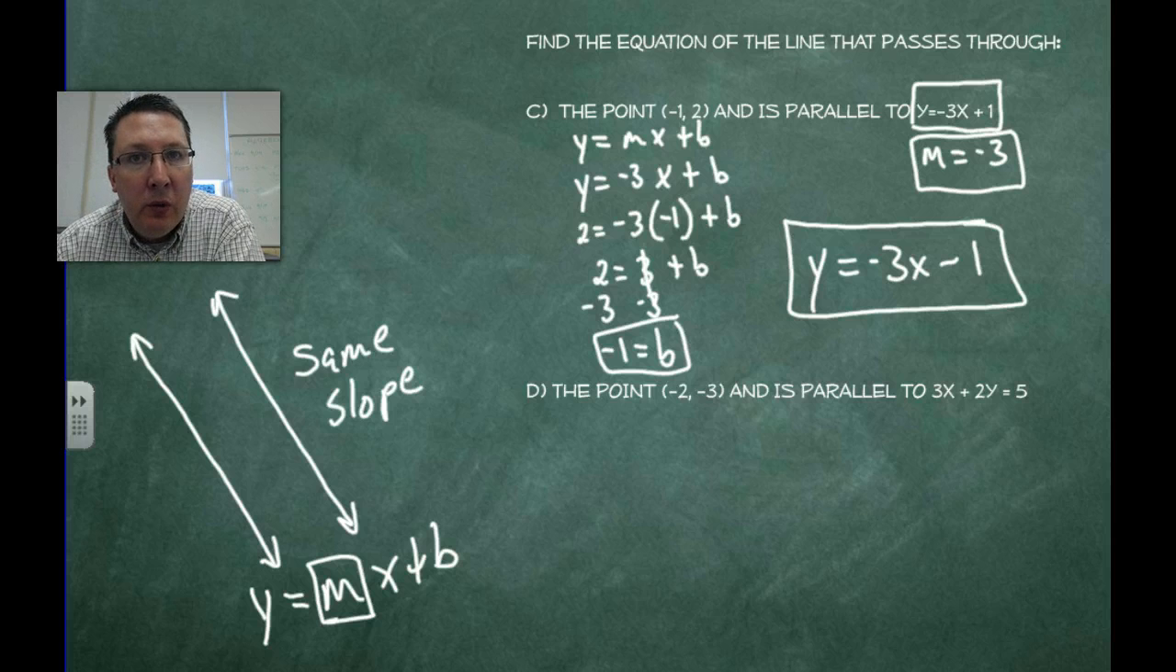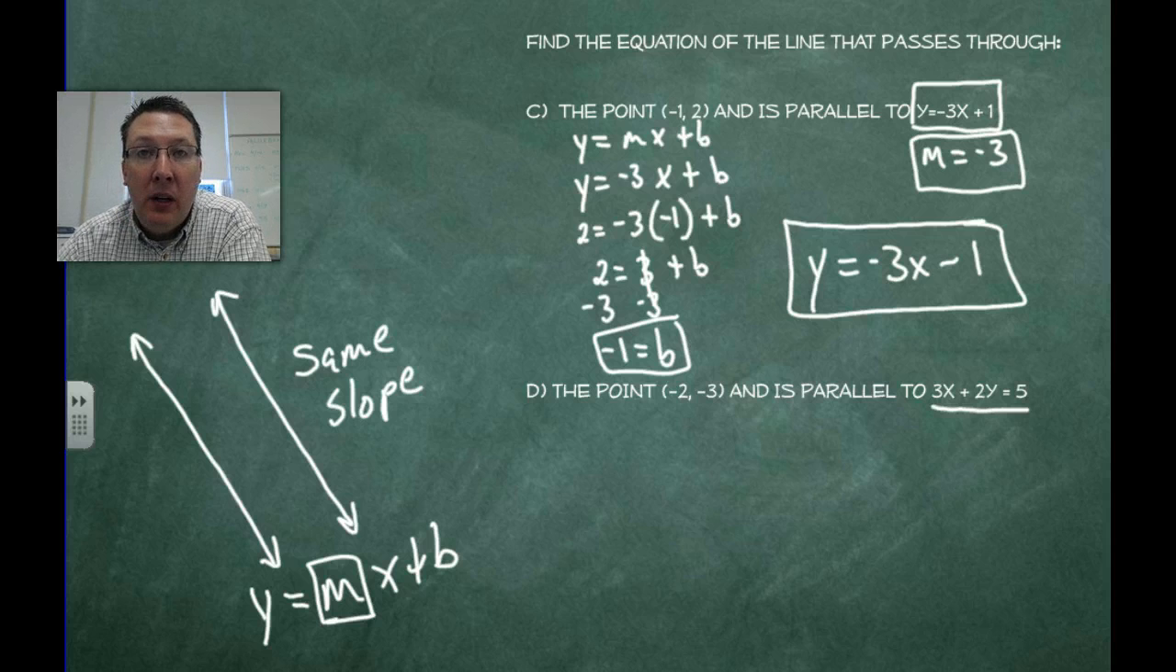Once the equation is solved for y, find the slope, which is attached to x, and then plug that in just like we did the first two problems. All right, we have one more problem. This last one is a little bit more complicated because in our equation, it is not solved for y, so I can't see what the slope is right off.